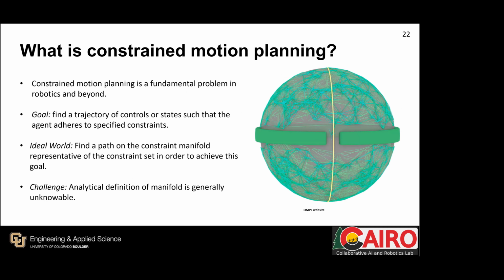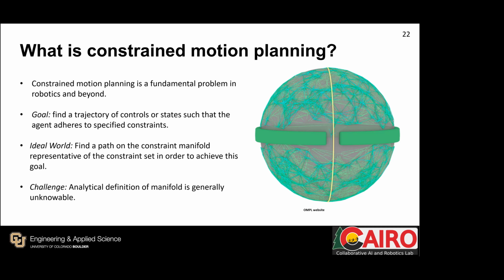So this begs the question, well, what is constrained motion planning? Constrained motion planning is a fundamental problem in robotics and really beyond, where you're having some sort of agent, whether that be physical or in software, what have you, that needs to plan some sort of trajectory of, say, controls or states that adheres to a specified set of constraints on the behavior of that agent. And in an ideal world, that means finding a path along what is called the constraint manifold that is representative of the constraint set in order to achieve this successful trajectory.